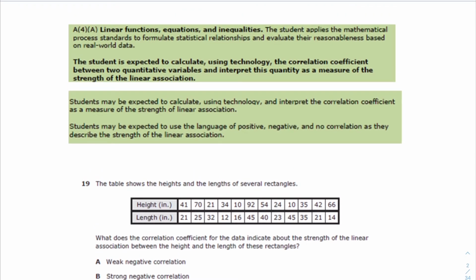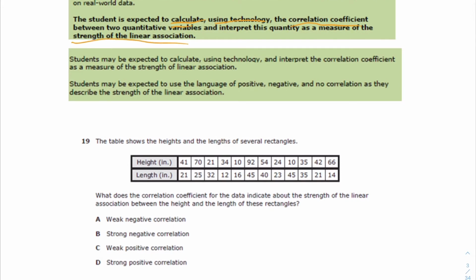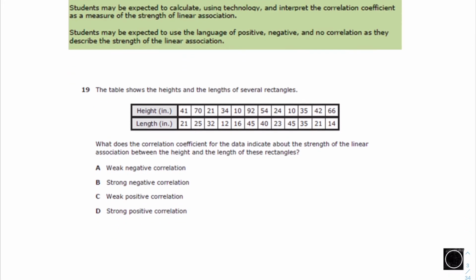What you're going to be expected to do is calculate, using a calculator, using technology, a correlation coefficient. And that's what today's lesson is going to be about. What the correlation coefficient is going to measure is the strength of the linear association. So that means out of this question here, and all of these numbers, it says heights and lengths. So we would assume that the height is the x and the length is the y.